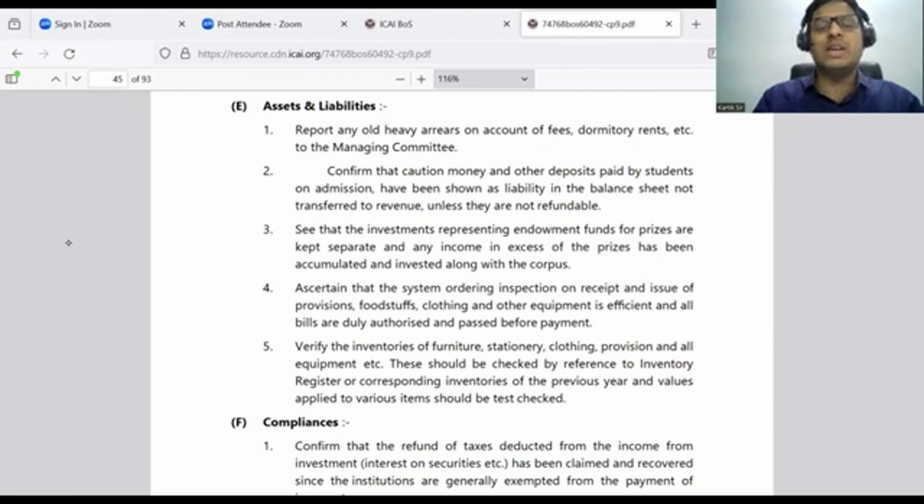Second, regarding the asset side, we will check whether there are old heavy arrears, that is, money still to come from debtors, meaning money still due from students. Whether there are any old arrears from the past. Next, we are checking whether any investments were made, and whether the return on those investments is coming regularly or not. Sir, we will also check the receipt and issue of any provisions, foodstuff, clothing, equipment, and whether the record was maintained properly. And finally, at the end of the year we'll check the inventory of furniture, provisions, stationery and clothing equipment, to see whether the inventory is correct or not.